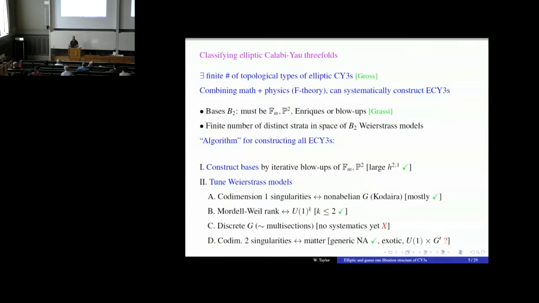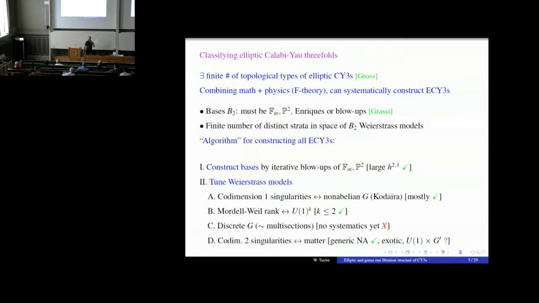And then over a given base, we can tune the Weierstrass model to get various kinds of singularity structures, which in F-theory are associated with gauge groups, matter, and structure like that. So we can, for instance, start by tuning codimension 1 singularities, which were classified by Kodaira. They're associated with certain Dynkin diagrams, which in the F-theory language give us gauge groups. This is mostly well understood. It's a bit more complicated when we talk about U1s, which have to do with the Mordell-Weil rank of the set of rational sections, the group of rational sections. It's understood when you have 2 U1s, but not more.